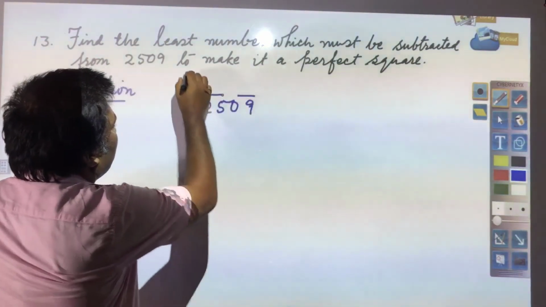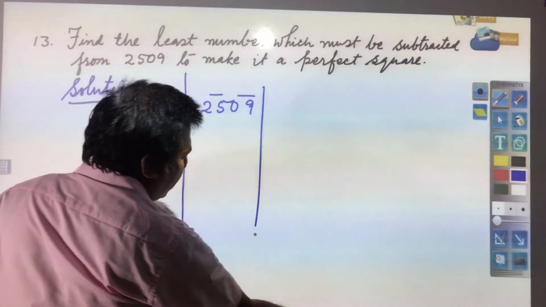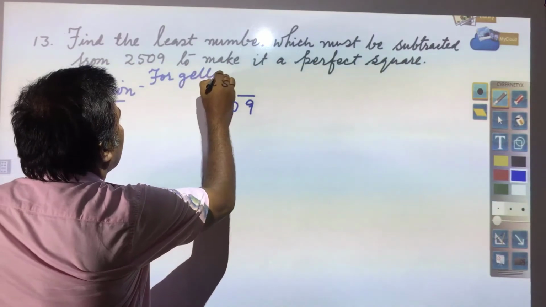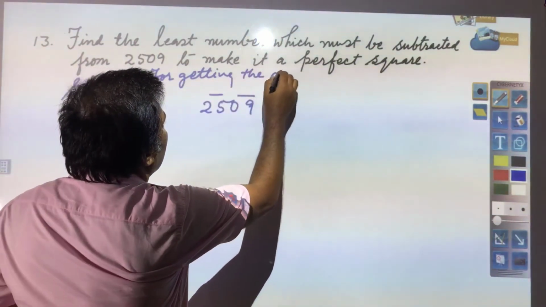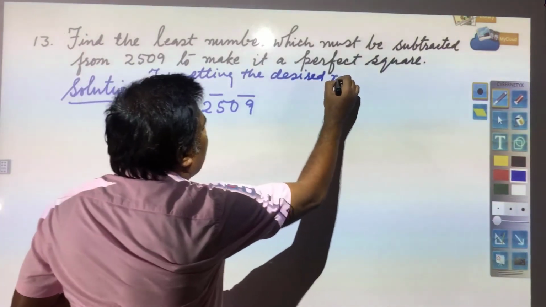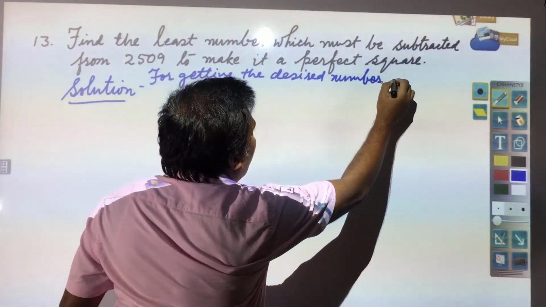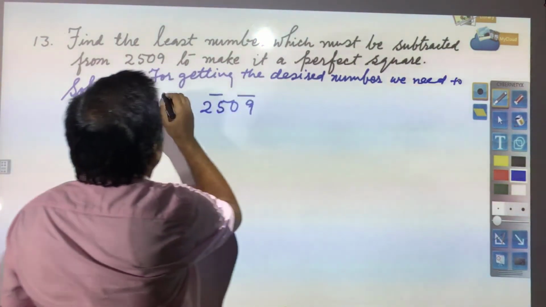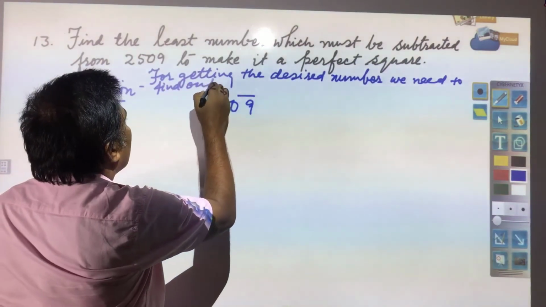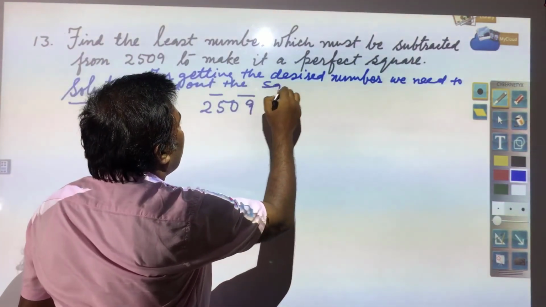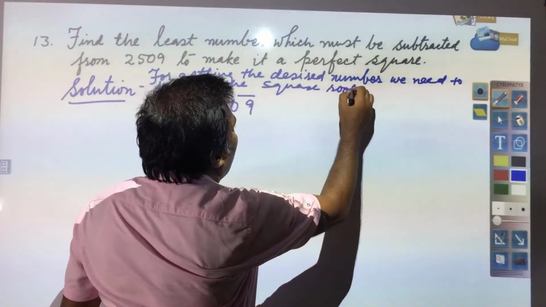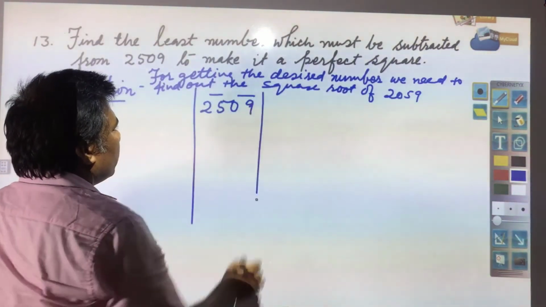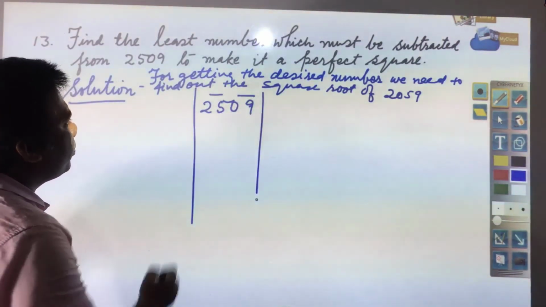2509, or before that it can be written. For getting the desired number, we need to find out the square root of 2509. Here you see, first period you have 25.